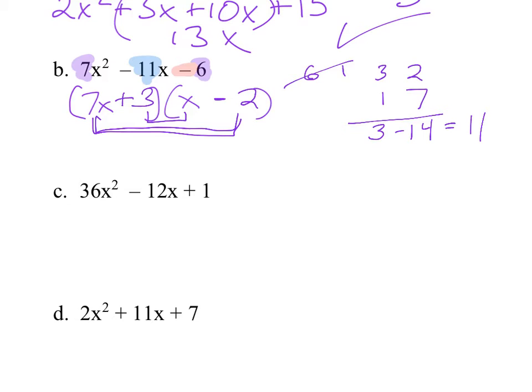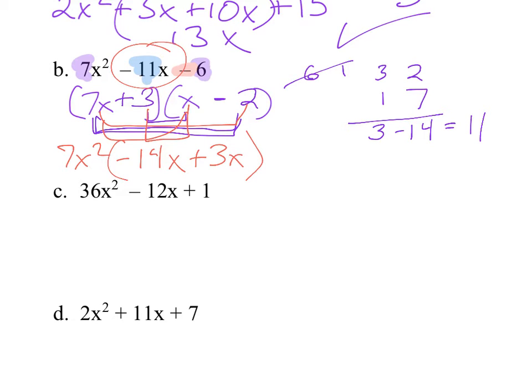We're going to check this. I end up with 7x times x, 7x squared. Check. 7x times minus 2 gives me a minus 14x. 3x times x is plus 3x. Now, these two, a minus 14 and a positive 3, give me a negative 11x. Check. And then 3 times negative 2 is a minus 6. Again, check. So yes, this is a solution.